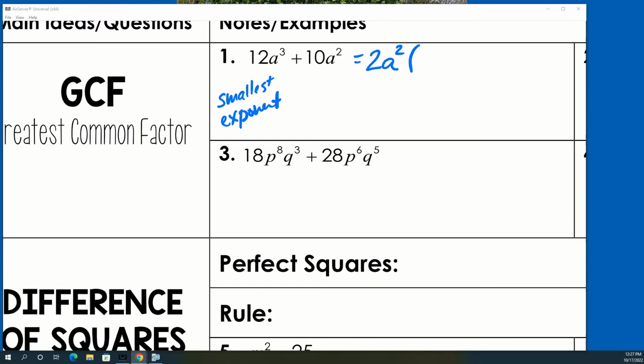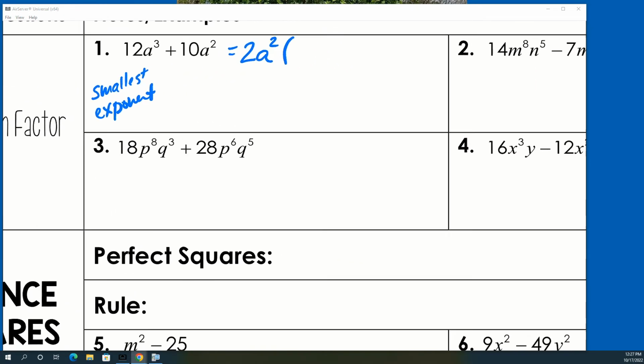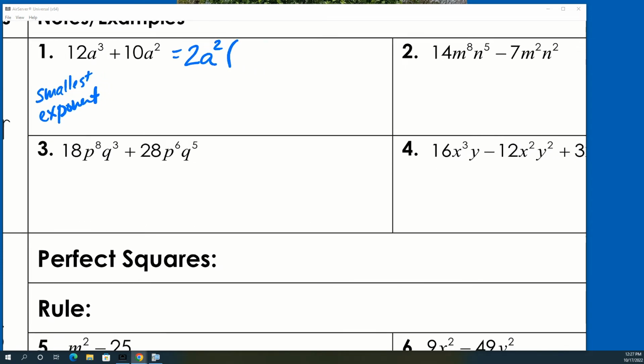And when you're factoring out a GCF, you're basically dividing by it. So the 12, we're going to divide by 2 and get 6. And then when I divide a cubed by a squared, you're going to subtract the exponents. And that leaves you with a to the first, or just a. And then the second term, I'm going to take 10, divide it by 2, and get 5. And then what happens to the a's? They do cancel out. And that's it. That's all we do.